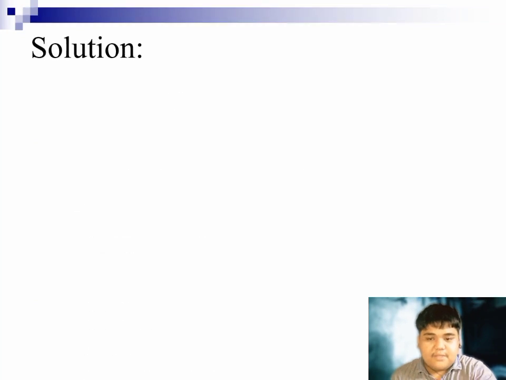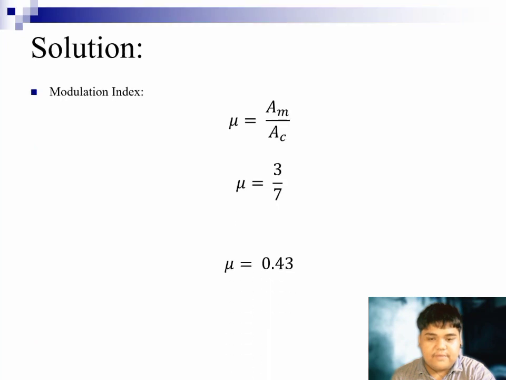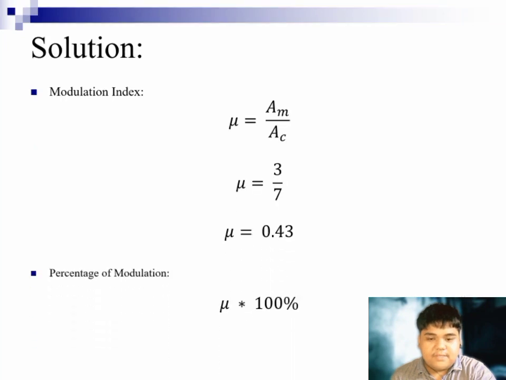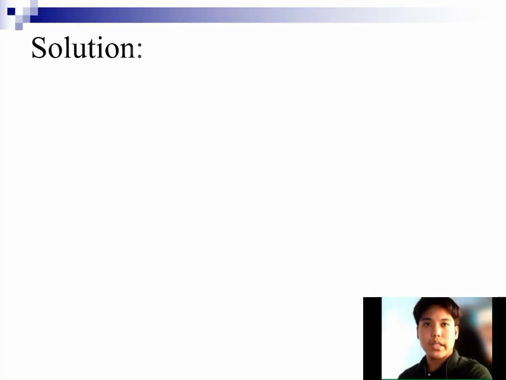To get the modulation index, we can use the following formula: μ = Am over Ac, where μ is the modulation index. Inputting the values, 3 over 7, we get 0.43. To get the percentage of modulation, we multiply the modulation index by 100%, so 0.43 times 100 is equal to 43%.